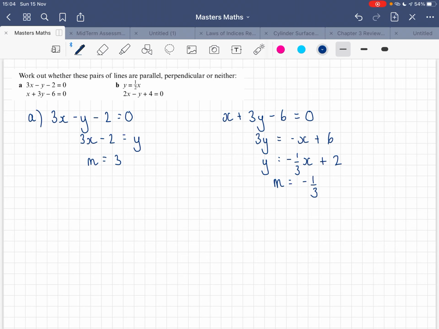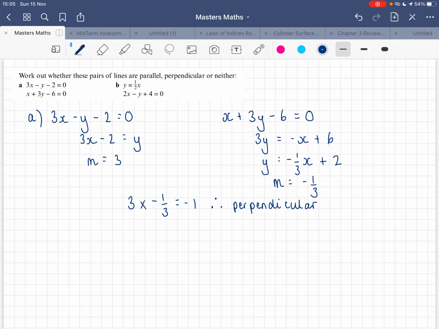So they're definitely not the same, so they're not parallel. If I multiply them together, 3 multiplied by negative a third, I do get negative 1. So these two lines are perpendicular. Okay, the 3 little dots just mean therefore. So 3 times negative a third is negative 1, therefore the lines are perpendicular.